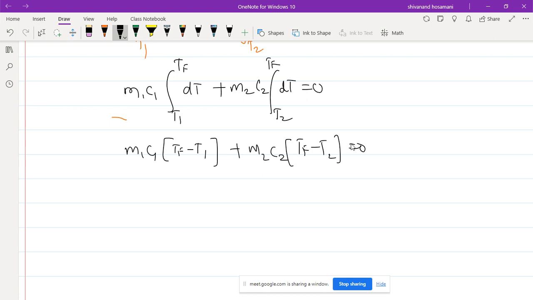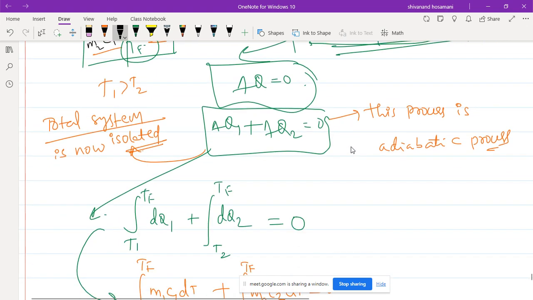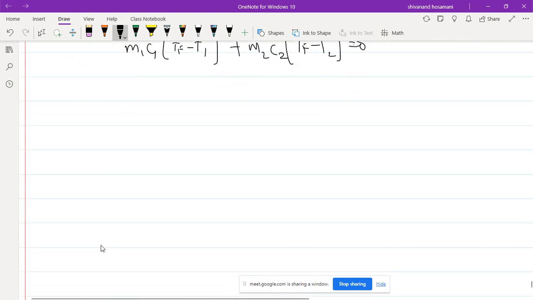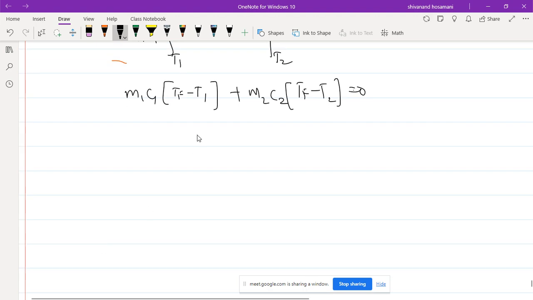Moreover, observe that heat given by one system is equal to heat taken by the other system. Correct. We call it a plus sign for given and a minus sign for taken. Therefore I can rewrite like this.